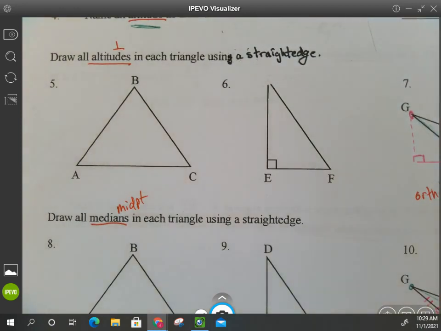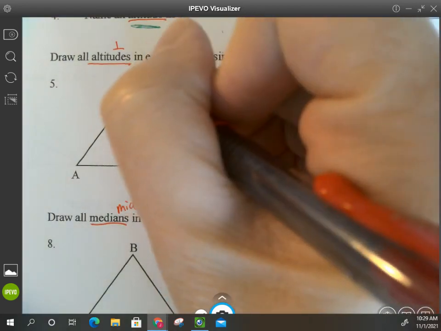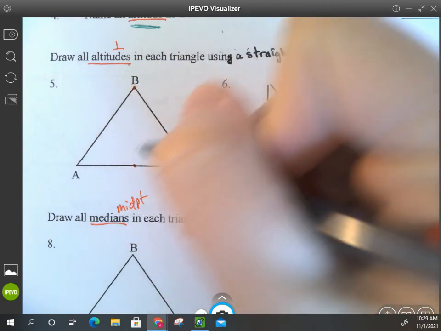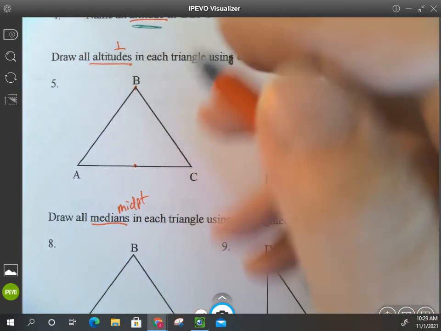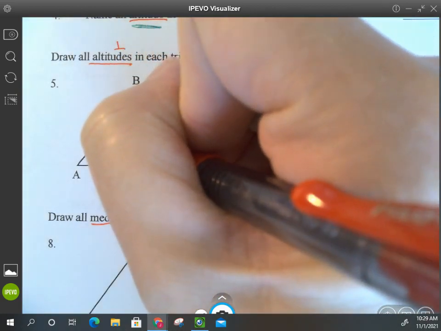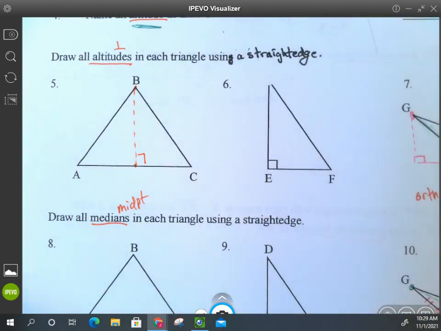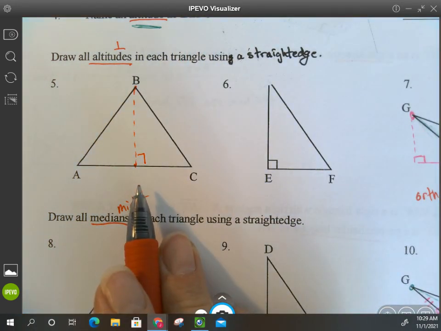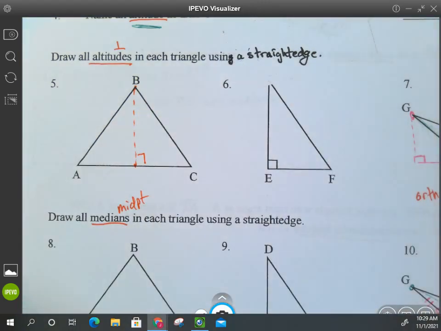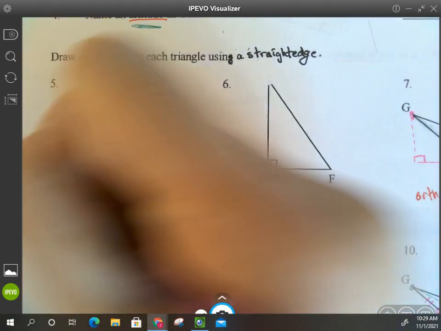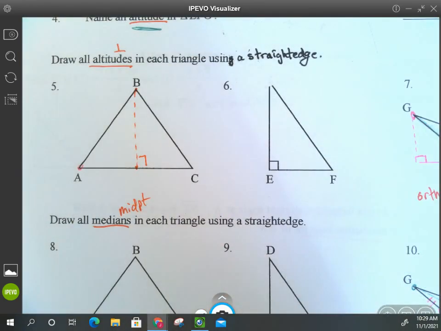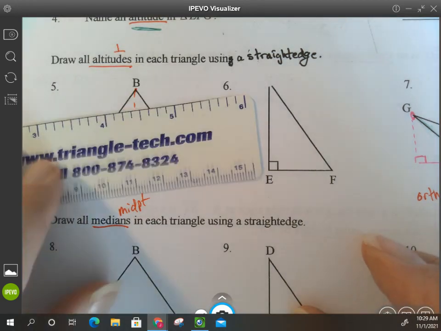Okay, so we're going to come back and do our altitude. So whenever you do an altitude, it goes from vertex to opposite side. Now this one looks like an equilateral triangle, so everything sort of cuts in the middle. And then I should see a 90-degree angle there. Do you have that? All right, go from vertex to opposite side. And, you know, this is what you're trying to do. Maybe use your straight edge.